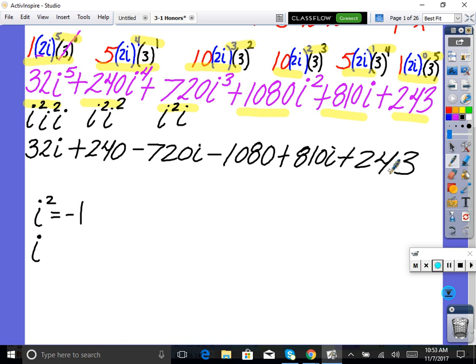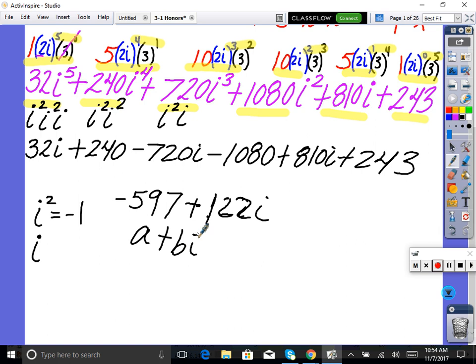Okay, sweet. Combine real numbers with real numbers, imaginary with imaginary. So what are your real numbers? 527? -597. Plus 122i. This would be how we would write it correctly, a plus bi format. Any questions? Sweet. That was a fun one.